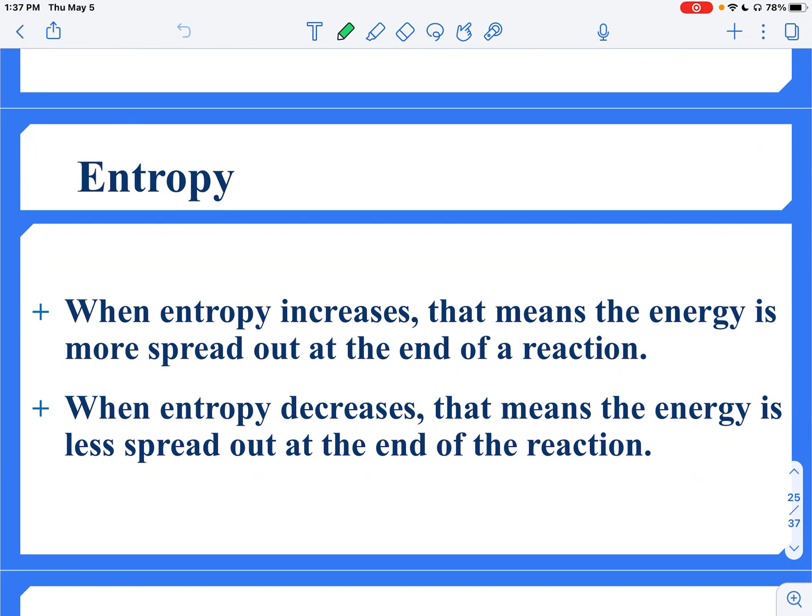So when entropy increases, that means it is more spread out at the end of a reaction. When it decreases, that means the energy is less spread out at the end of a reaction. A favorable change in entropy is delta S. So a favorable delta S would be positive because it means that the products have more entropy than the reactants. And we just said, left alone, something is going to increase in entropy, like the air that leaves the balloon. So a positive delta S is favorable.